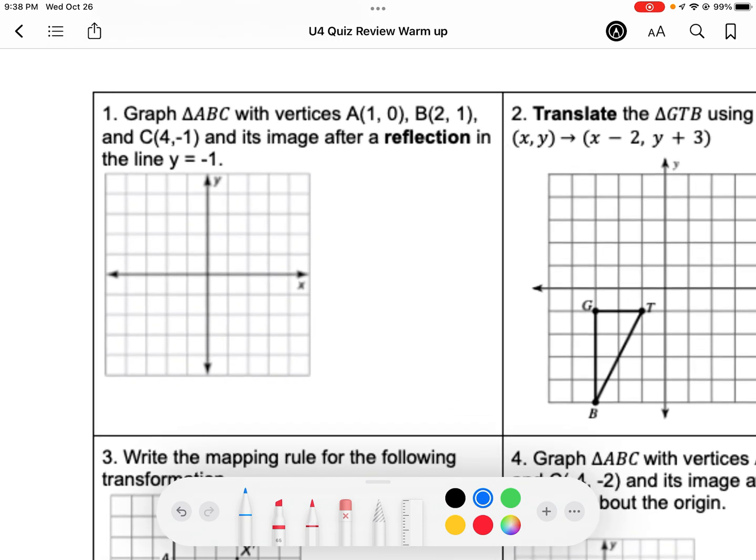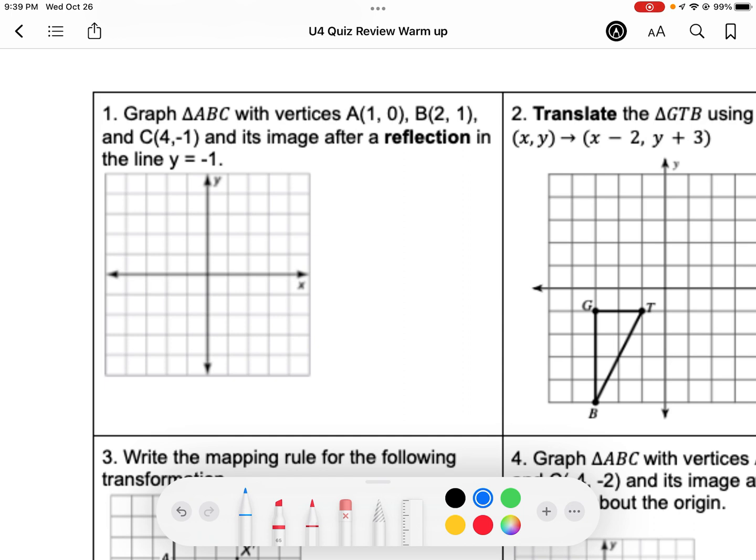So in the first one, we're supposed to graph triangle ABC with vertices A (1, 0), B (2, 1), and C (4, -1), and its image after a reflection in the line y equals negative 1. So the first thing you want to do on these problems is make sure that you've graphed the original correctly.